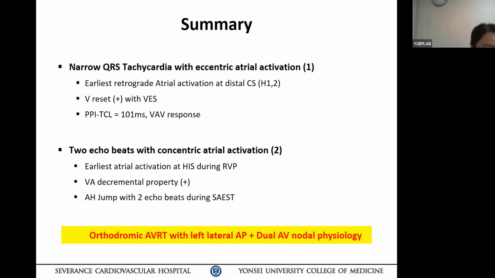And also the two echo beats with concentric atrial activations, the earliest atrial activation at the HIS, and the VA decremental property were observed. And during the single A test, there was the AH jump with the two echo beats. So these findings are consistent with the dual AV nodal physiology.